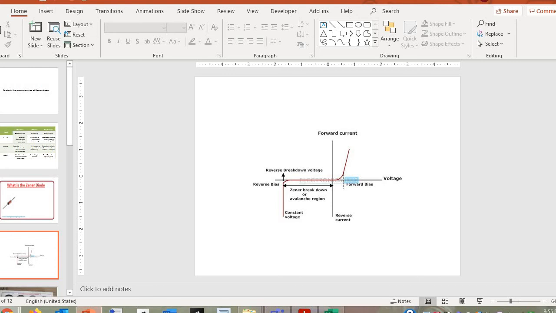Yes, Prachi? Ma'am, current flows easily. That junction barrier gets broken, or width of that junction barrier reduces, and we can have the current through the diode. In case of reverse bias, what happens over there? Sanika?